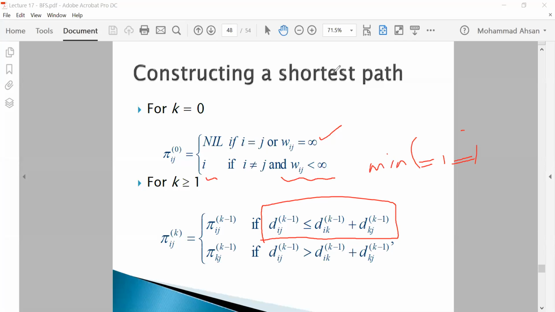Whichever you've selected, if it is the second, that means k is the intermediate vertex, so the parent will be chosen accordingly. You're actually constructing a path, so you're not just putting k, you are putting the parent. The parent is the same as it was in the previous step, and if you've changed the path, the parent is the parent of kj. So kj is the shortest path, and the parent it had will go here.